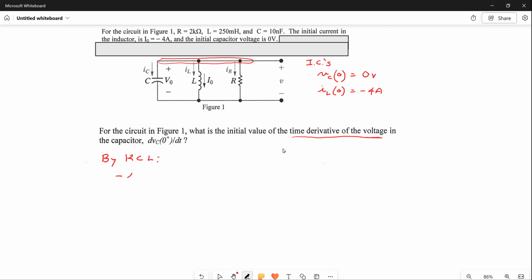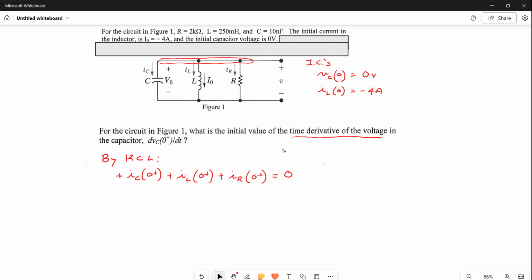negative IC at 0 plus minus IL at 0 plus minus IR at 0 plus has to equal 0. That's just Kirchhoff's current law. Now, Kirchhoff's current law has to hold true at 0 minus, at 0, and at 0 plus. So I'm just going to multiply through by a negative 1 there, and I'm going to get a plus there, a plus there, and a plus there.